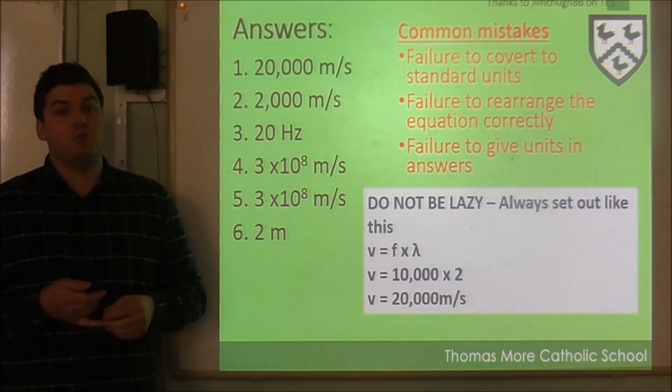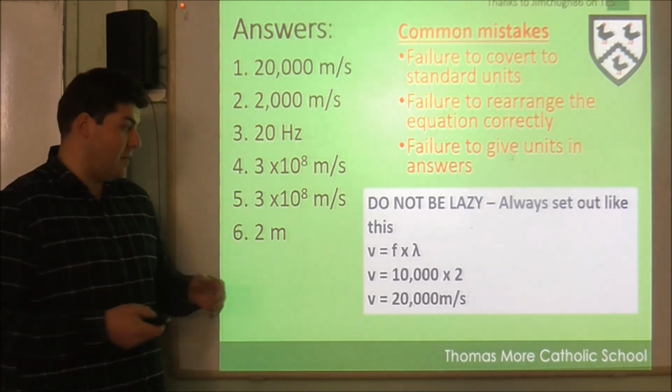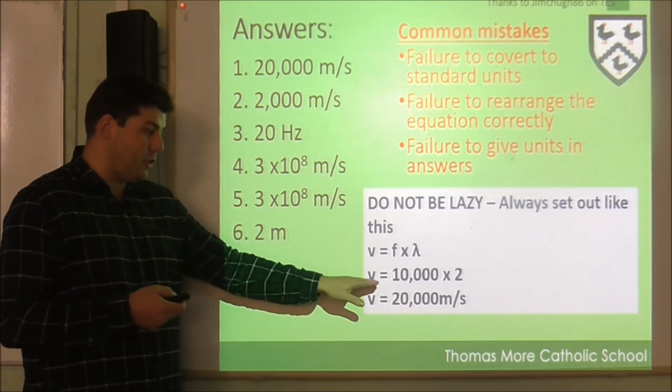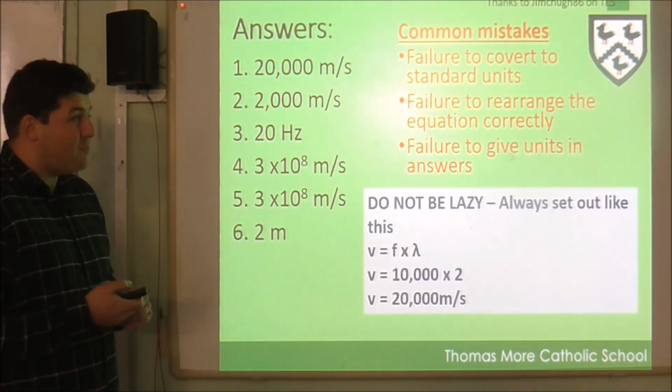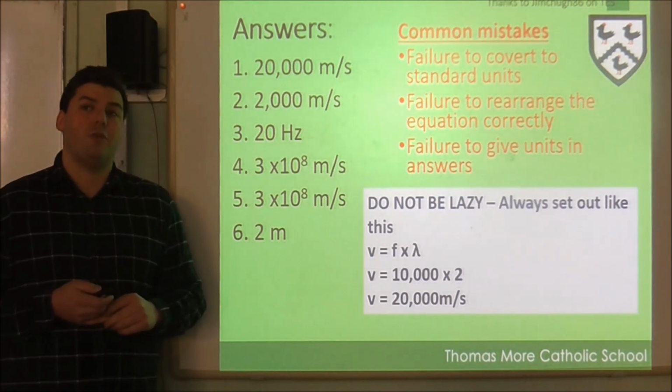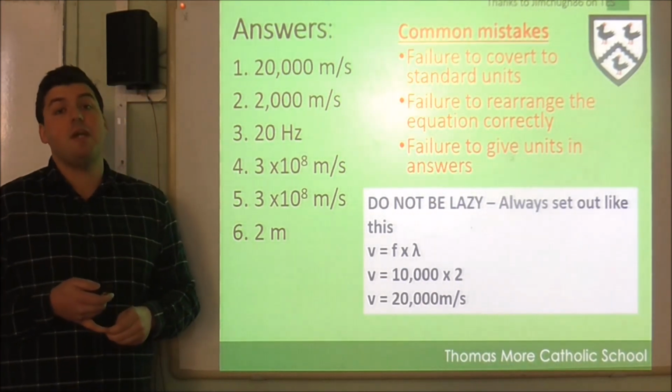Failure to rearrange the equation correctly. Now, that often comes from students being lazy. It's very, very important that you write it out each time as v equals f lambda, substitute your numbers in, and then rearrange. And a very, very common silly throwaway mark is a failure to give units in answers. So make sure you do that.